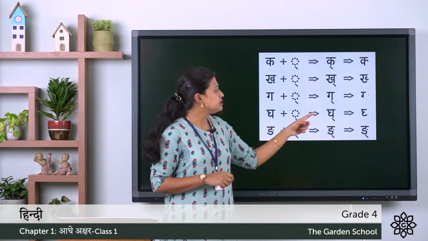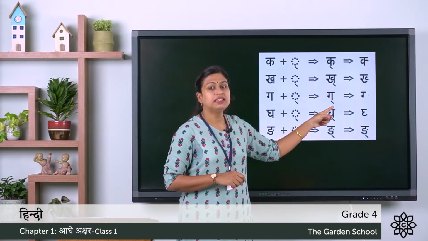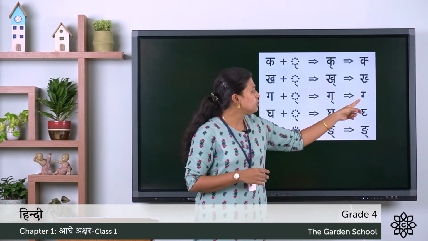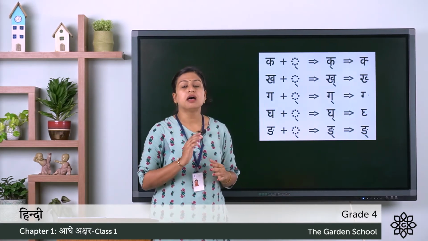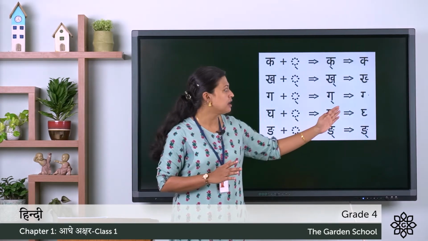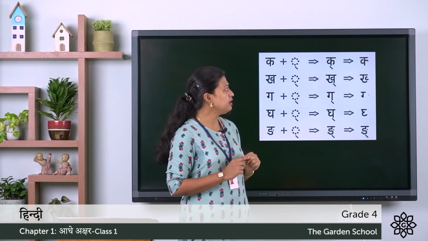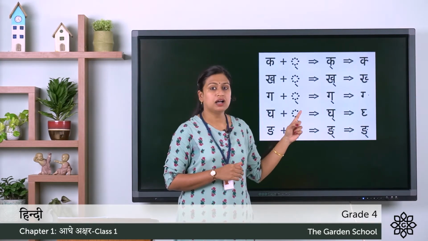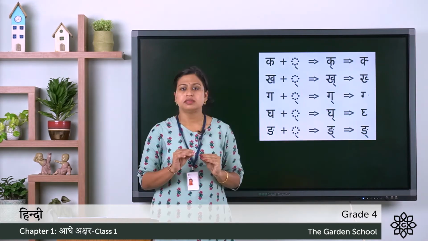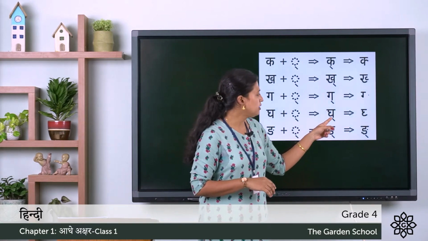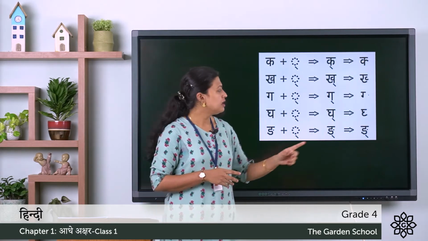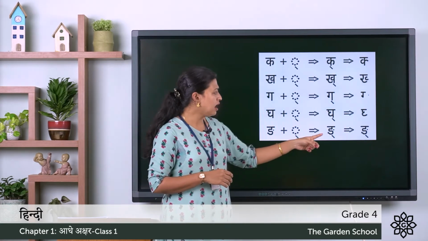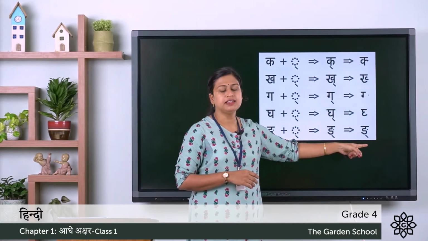Next one, Ga with the Hal symbol. That means you have to write the half form of Ga. So here also the standing line is missing, and this is the form of writing half form of Ga. One thing you might have noticed, this Ka has a standing line, but Kha, Ga, Gha, the standing line is missing. So next one, it's Gha, and this is the form of writing Gha. The standing line is missing. And Nga, and this is the form of writing Nga.